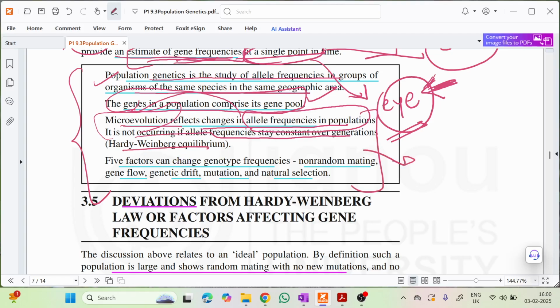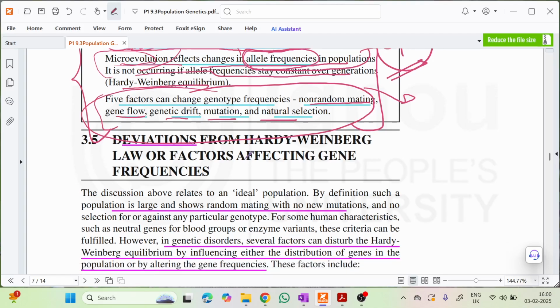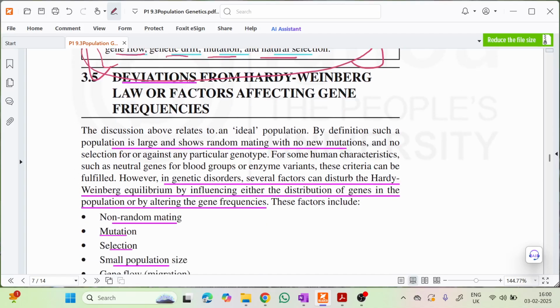And the simplification is that these 5 factors: non-random mating, gene flow, genetic drift, mutation, and natural selection bring in change in allele frequencies. And that change in allele frequency is known as microevolution. If you missed these simple terms somewhere, have a look now.